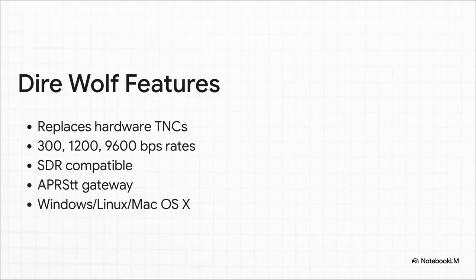And Direwolf's versatility goes way beyond standard setups. I mean, it's not just some basic 1200 baud modem. It dynamically decodes 300, 1200, and 9600 bits per second data rates. Even better, it is fully compatible with modern software-defined radios like GQRX and SDR Sharp. So whether you're running Windows, a Mac, or even a tiny little Raspberry Pi on Linux, Direwolf transforms that hardware into an absolute powerhouse capable of running an internet gateway, a digipeater, or an APRS gateway.